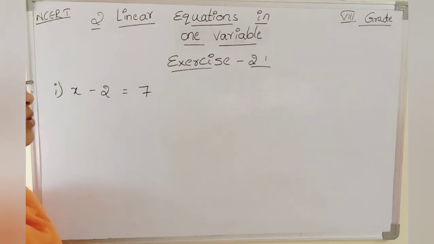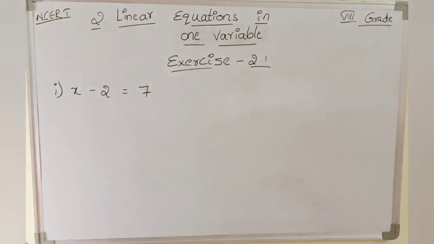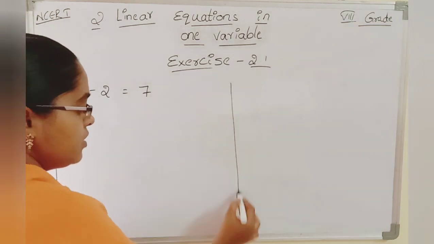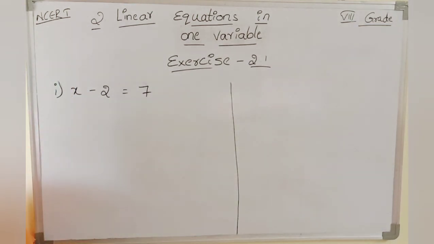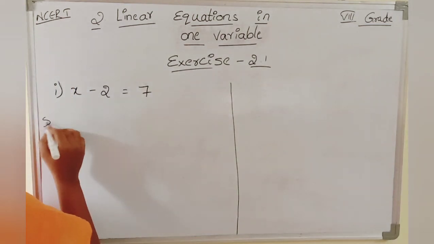Now, see the first problem in exercise 2.1. See here, the first problem is x minus 2 is equal to 7. See, there are two ways to solve this problem. Now, see the two ways. Which one is easy for you? You can follow that. Now, see the first method.